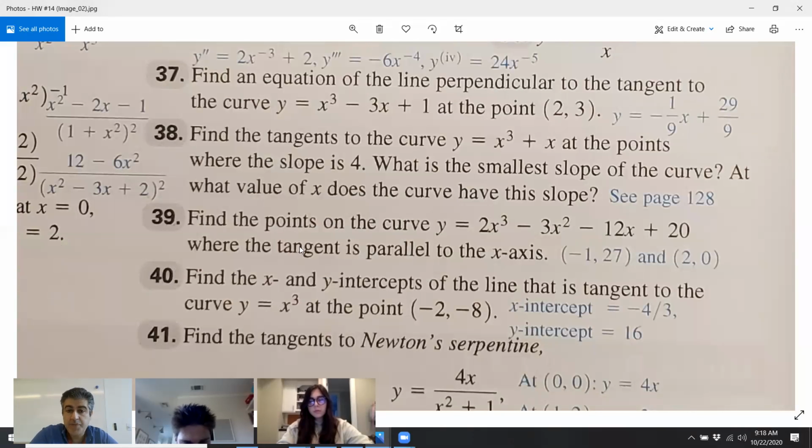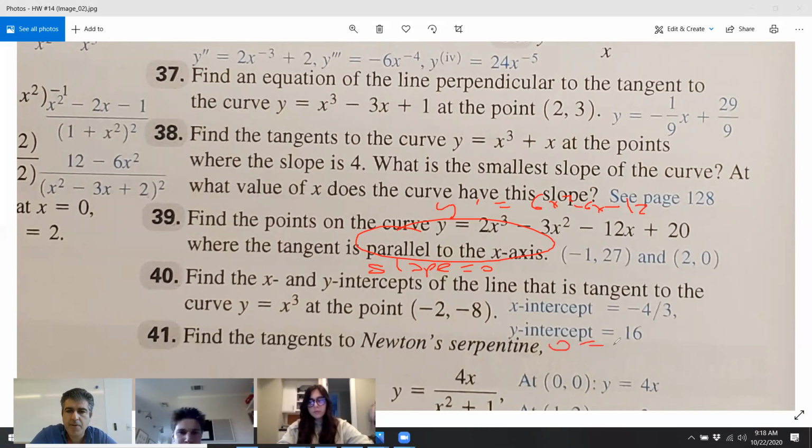Third one I like a lot. If you're parallel to the x-axis, what's your slope? It's going to be 0, right? So you're going to take the derivative of this, which is easy: 6x squared minus 6x minus 12. Set that equal to 0.